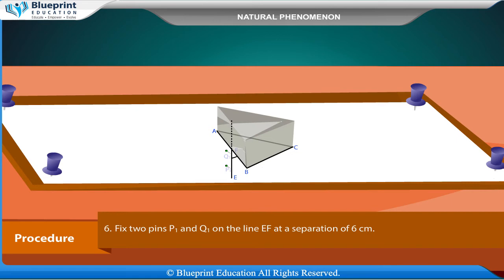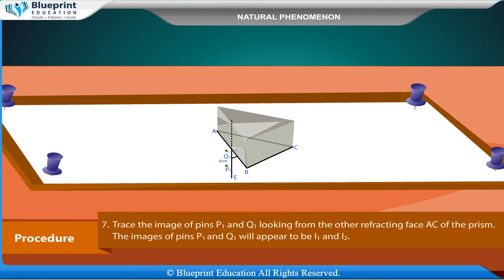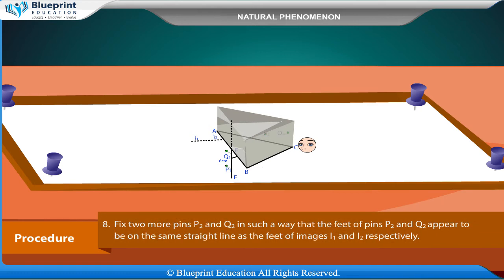Fix two pins P1 and Q1 on the line EF at a separation of 6 cm. Trace the image of pins P1 and Q1 looking from the other refracting face AC of the prism. The images of pins P1 and Q1 will appear to be I1 and I2. Fix two more pins P2 and Q2 in such a way that the feet of pins P2 and Q2 appear to be on the same straight line as the feet of images I1 and I2 respectively.